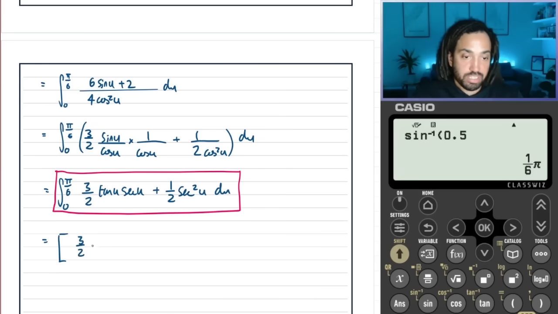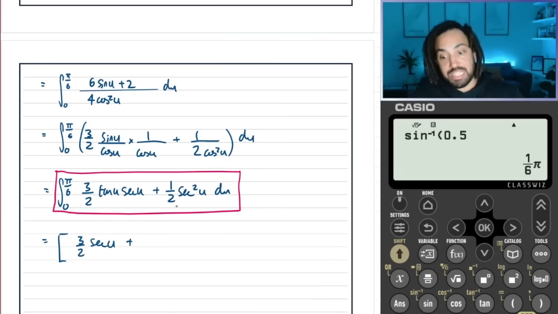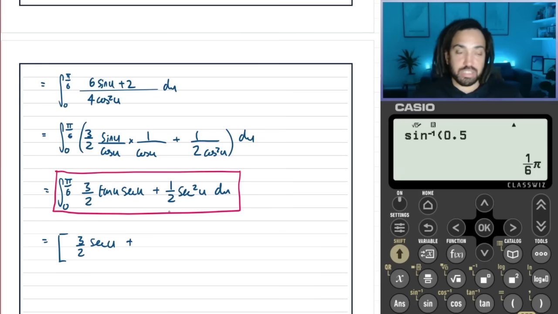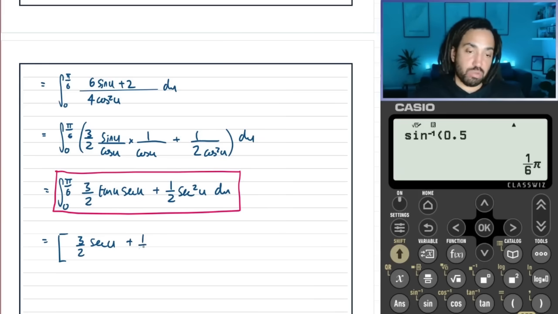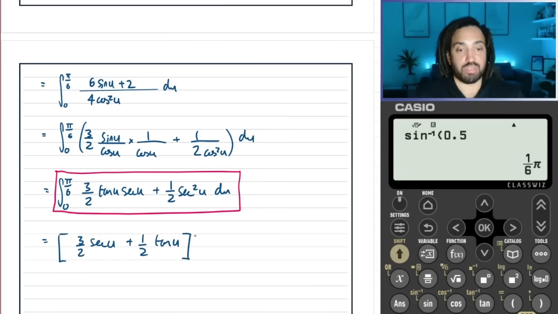So this integrates to 3 over 2 sec u. And we know that the derivative of tan is sec squared. So therefore the integral of sec squared is tan u. Perfect. And then we have these limits once more.